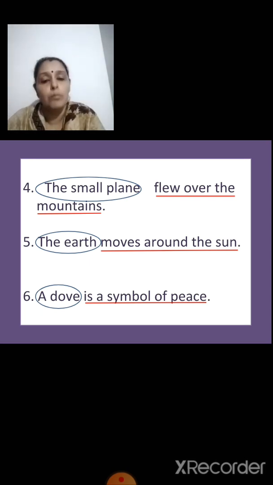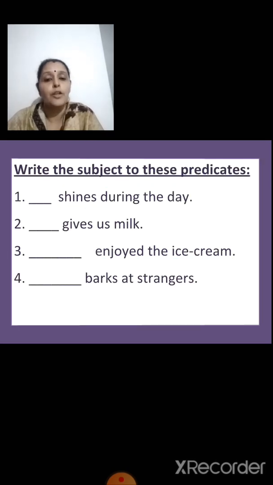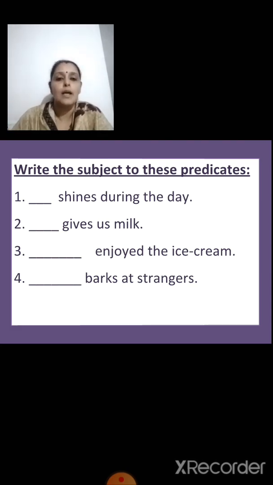Now I have some more examples for you, and you're going to think of the answer in your mind, and I will tell you the correct answer, and you can see whether you've got it correct. Yes? Write the subject to these predicates. There are some sentences given, they are incomplete. The subject in the sentence is missing. So we are going to write down the subject to these predicates. Yes? The first one is shines during the day.